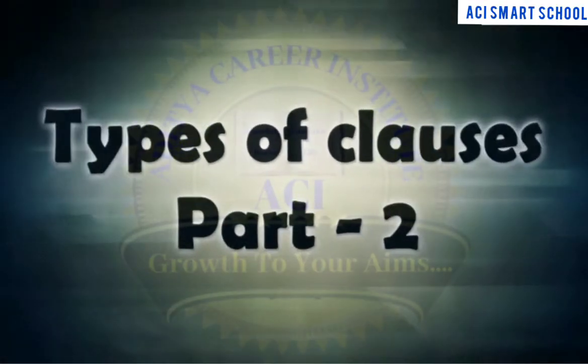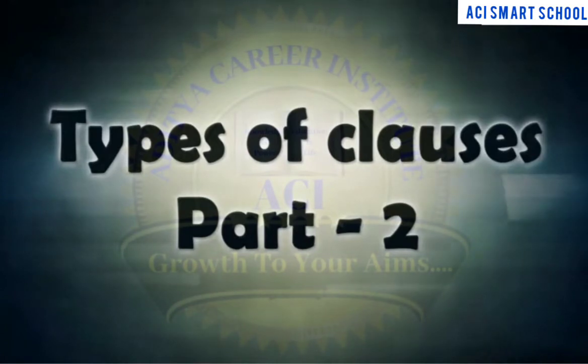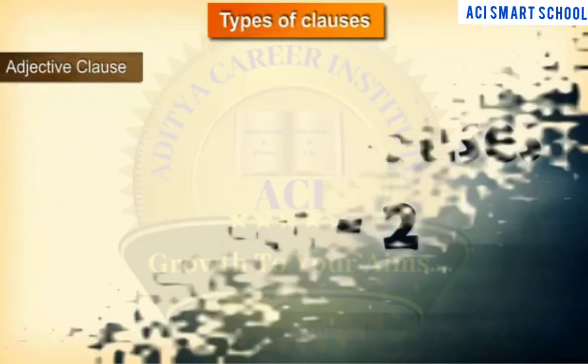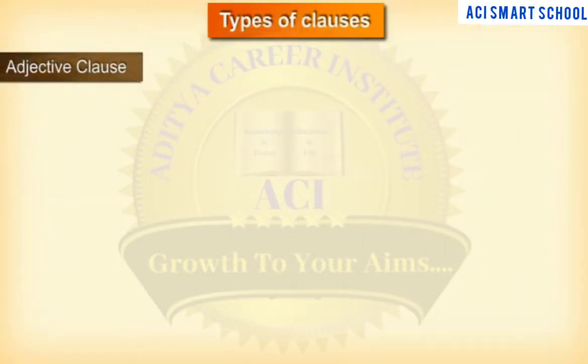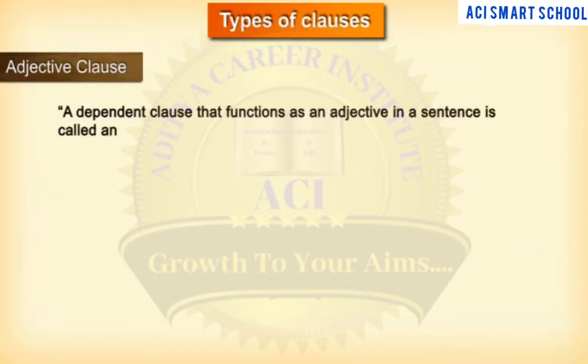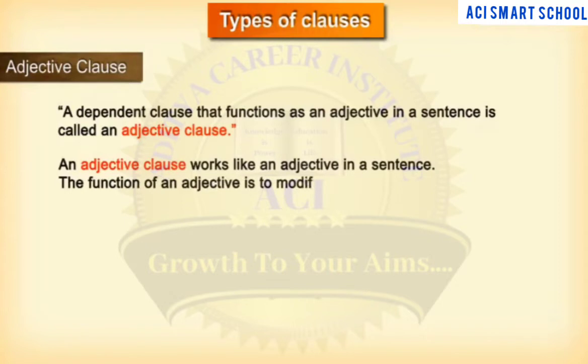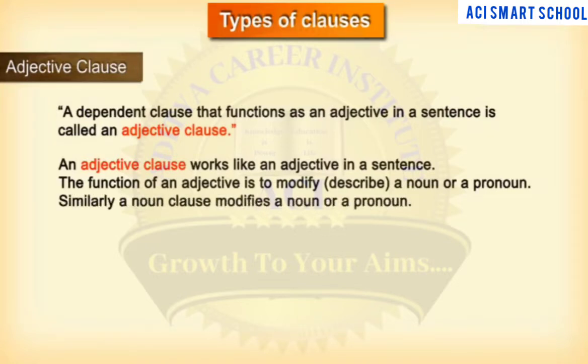Types of clauses. Part 2. Adjective clause. A dependent clause that functions as an adjective in a sentence is called an adjective clause. An adjective clause works like an adjective in a sentence. The function of an adjective is to modify or describe a noun or a pronoun. Similarly, an adjective clause modifies a noun or a pronoun.